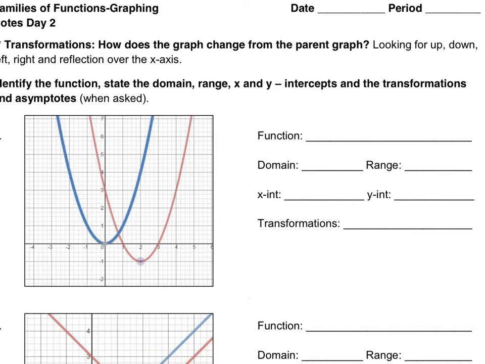So if we look at the first example, here is the parent graph. So this is y equals x squared. Okay, so hopefully you recognize that this would be a quadratic. Once again, depending on your teacher, you might have to write the function. For my class, you need to do that for quadratic, absolute value, and square root. Okay, so for this equation, we need to look at how the graph moved, and it moved to the right 2 and down 1.